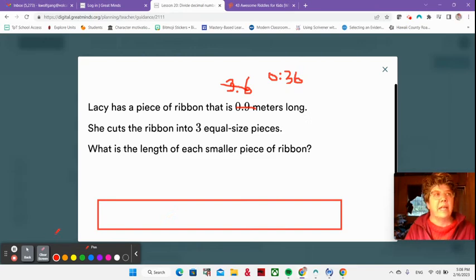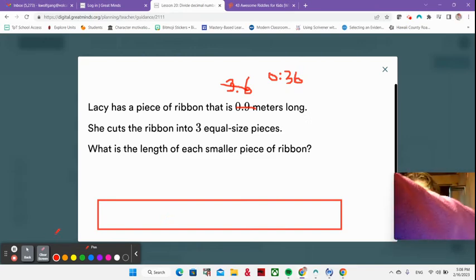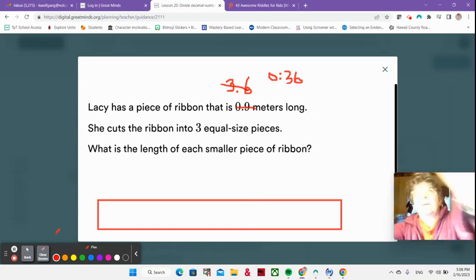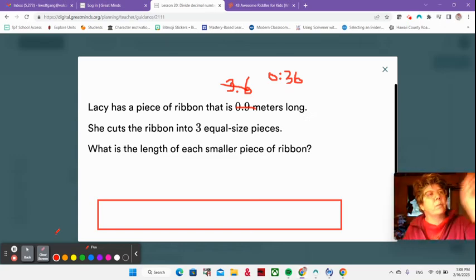Okay. Well, today we are going to be working on dividing decimals, and we're going to be using division, just like we use division for whole numbers, one-digit whole numbers, and by multiples of 10, 100, and 1,000.